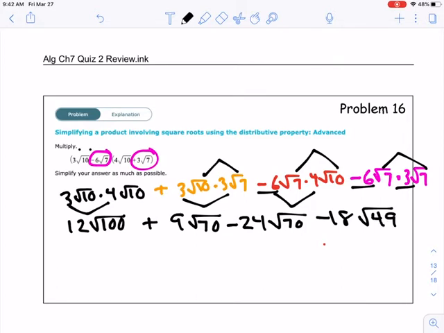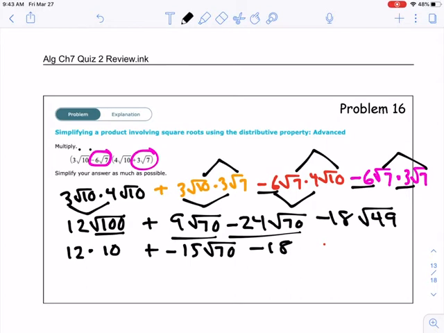Now it's just a matter of simplifying things that you can simplify. So the square root of 100, going left to right, is 10. That simplifies. I can't simplify the square root of 70, but I can combine this term and this term, because they have the same radicand. So 9 minus 24 is minus 15 times the square root of 70. And I'm pretty sure I can't break that down any further because there's not really any square numbers you can pull out of that. And then this last one is negative 18 times 7. So 12 times 10 is 120, minus 15 times the square root of 70.